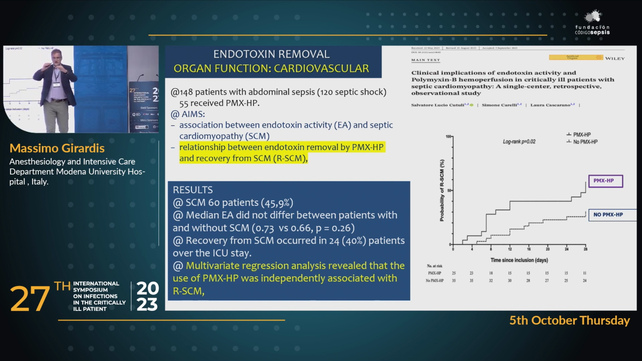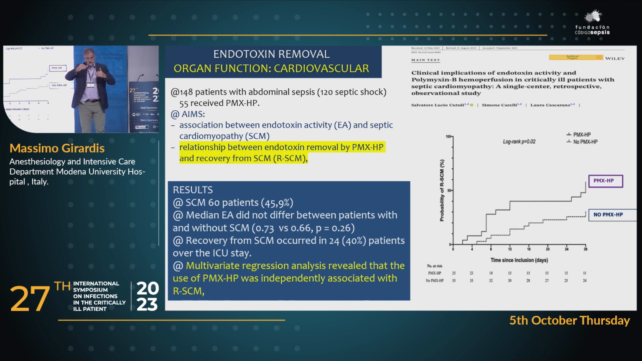The endotoxin activity in the groups with and without cardiomyopathy was quite similar, just a little bit higher in patients with cardiomyopathy. But it's interesting that when you remove endotoxin activity, you have a better improvement. This is the probability of reversal of septic cardiomyopathy over time, and patients receiving polymyxin-B show an improvement at the end of the ICU stay.